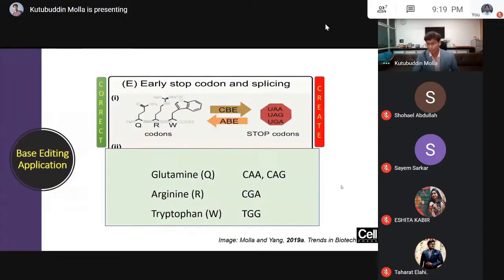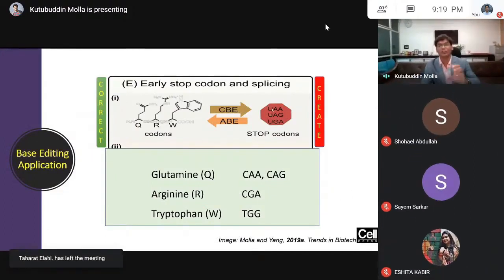Now with this base editing you could do a lot of things. If you apply CBE, that is cytosine base editor, you could make an artificial stop codon. I also gave you an example with adenine base editor of how to change a stop codon to a coding codon. So if you have these kinds of stop codons, you can change them to coding codons. So you can correct or create stop codons with base editing technology.